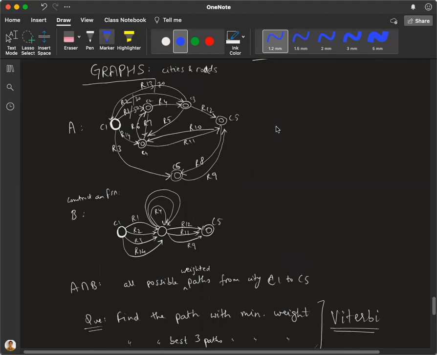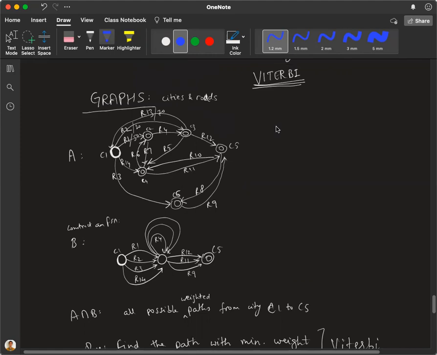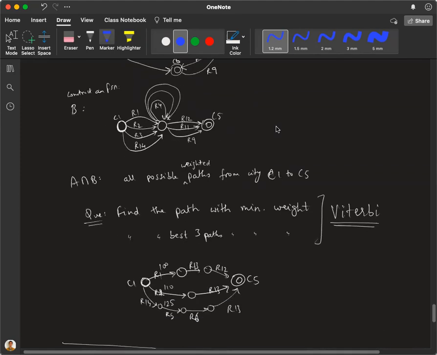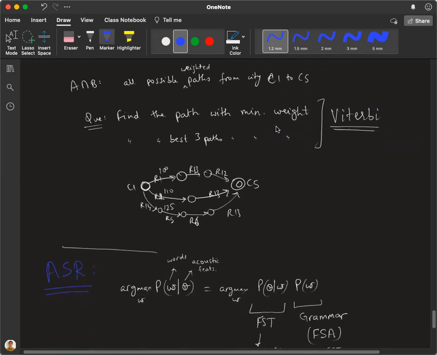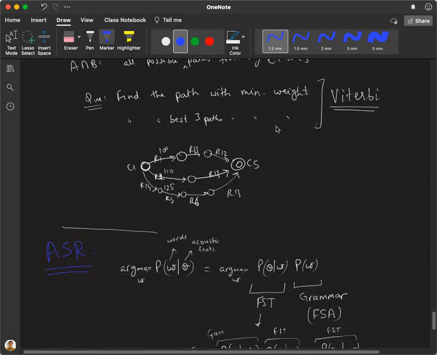So the same abstract structure or the graphs can be modeled with finite state machines. Yeah, and then we just briefly saw that Viterbi includes finding the path with the minimum weight, or let's say finding the three best paths with the minimum weights.